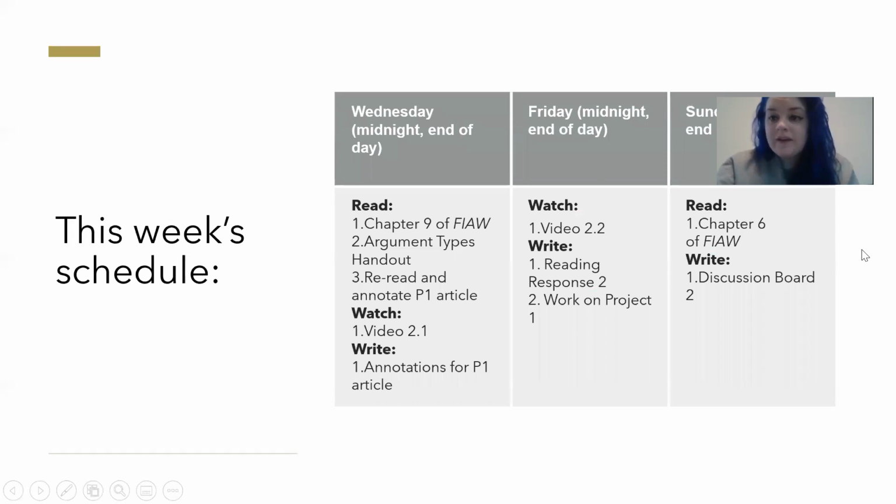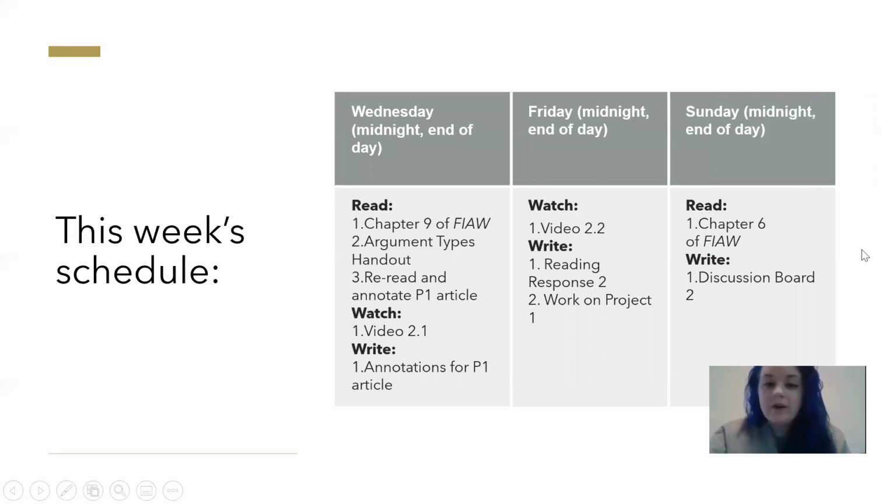So what I would suggest your schedule looks like this week, and this is also posted on Canvas for you. By Wednesday, you should read chapter 9 of your textbook. If for some reason you have not yet received your textbook by Wednesday, though you have ordered it, please send me an email so that I can figure out what's going on or try to get you the text in some other way. But hopefully, if you ordered it last week, it should be here by Wednesday, okay? But read chapter 9.